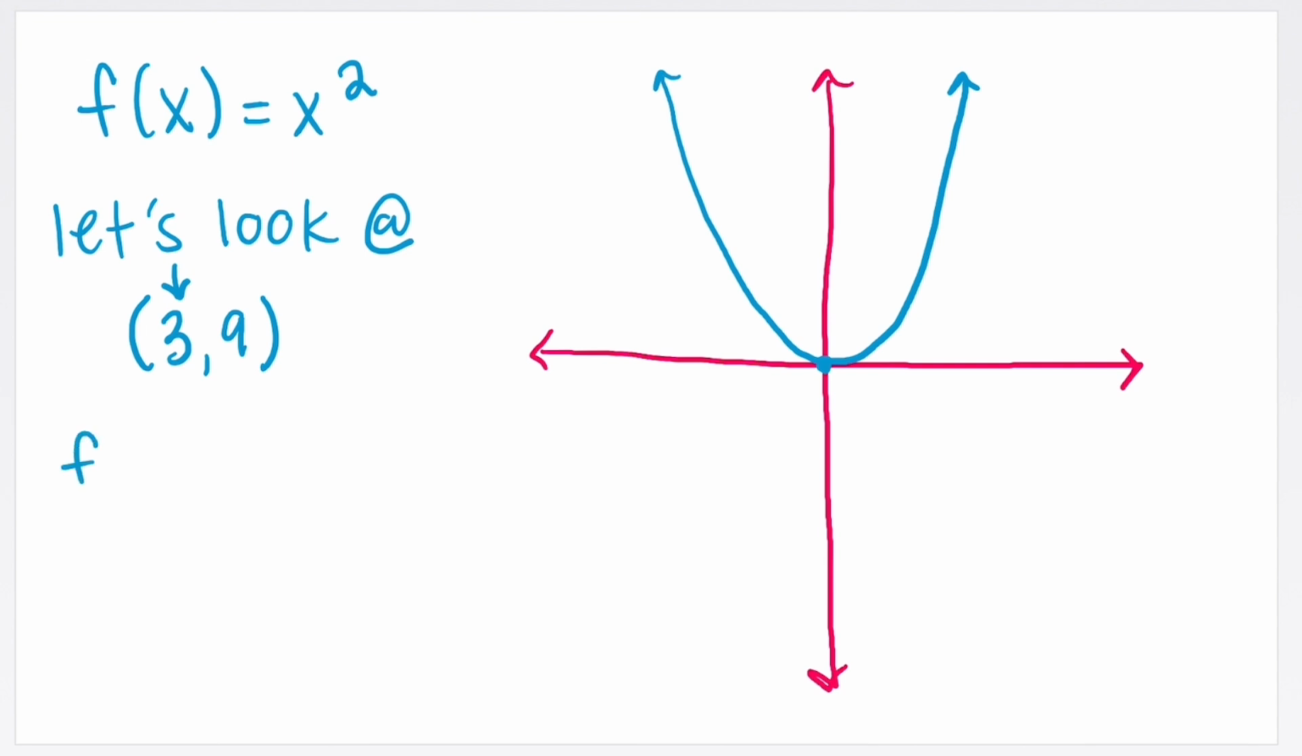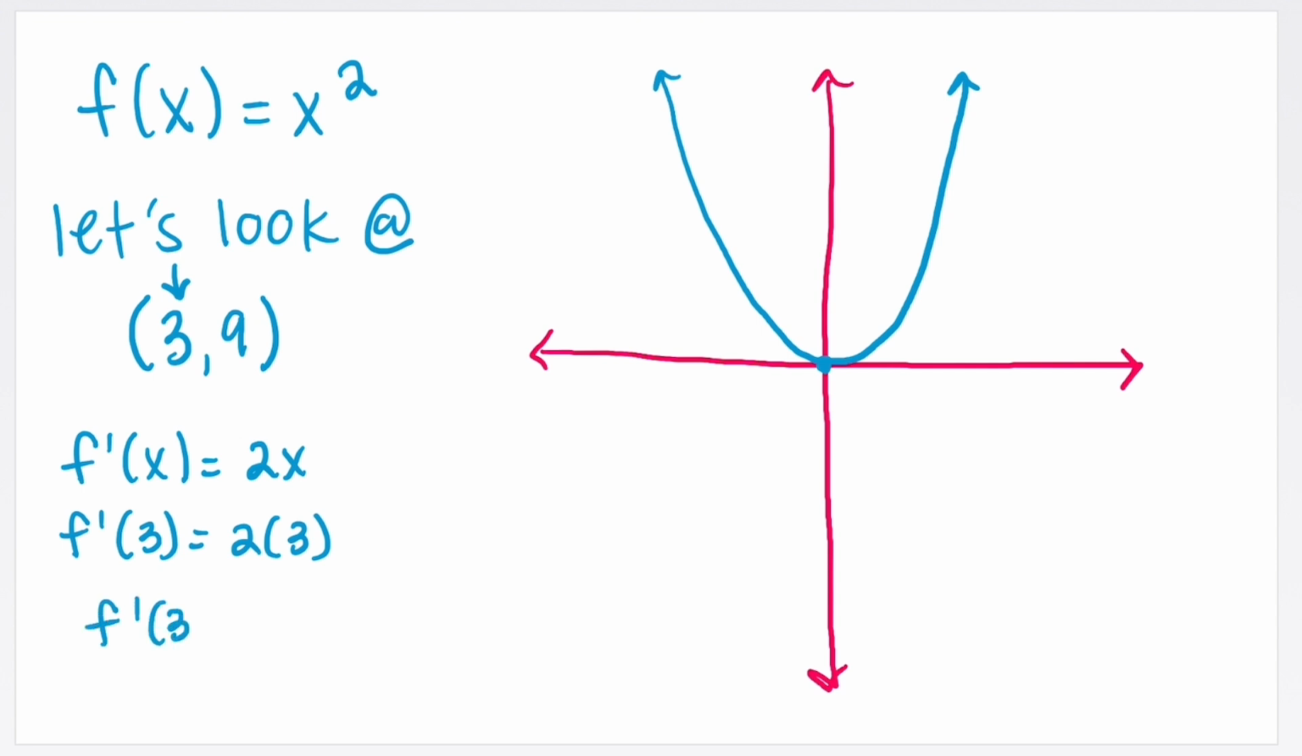So I'm going to do f prime of x equals 2x, and then I'm going to find f prime of 3, which is going to be 2 times 3. So the derivative at 3 is going to be 6.